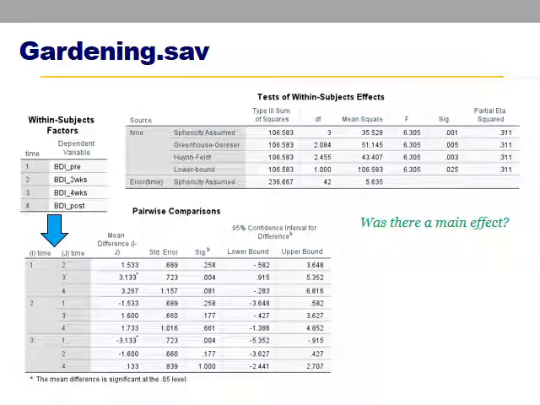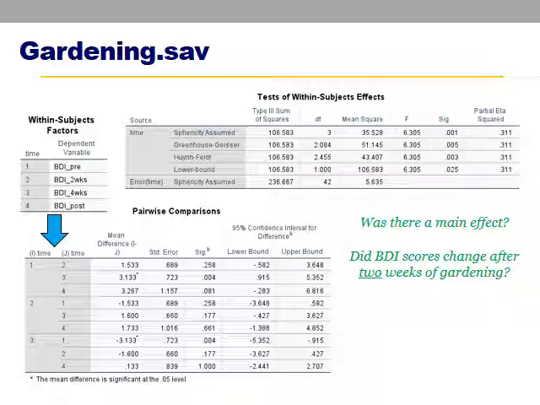As you look at this output, try to answer the following questions. First, was there a main effect? In other words, across the 4 times that participants completed the BDI, were their scores always the same? Or were there differences in their BDI scores between at least 2 of those time points? If there was a main effect, we will look at the pairwise comparisons table to understand when exactly participants' BDI scores changed and how they changed.